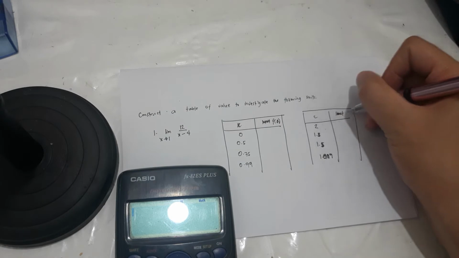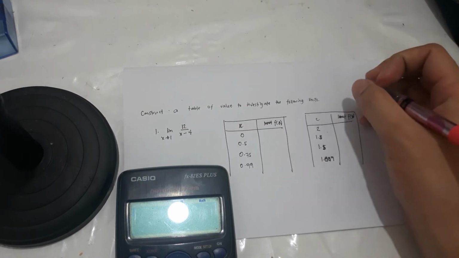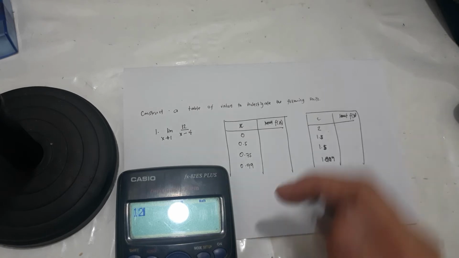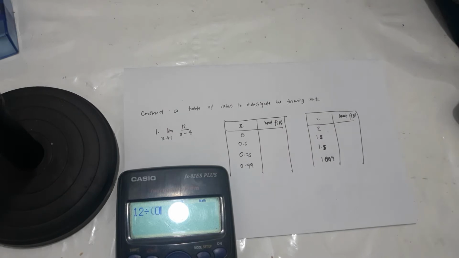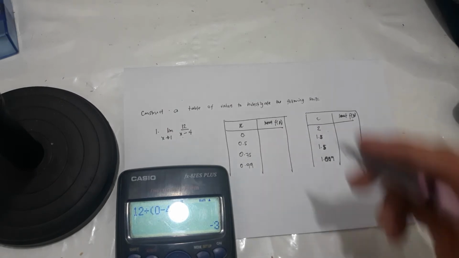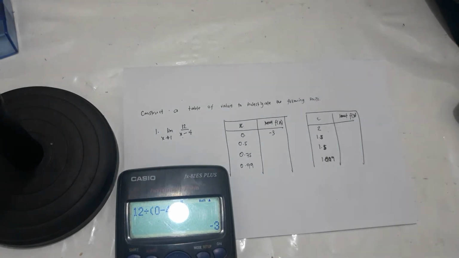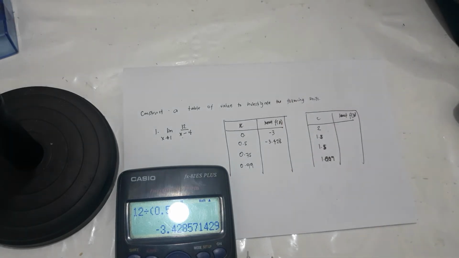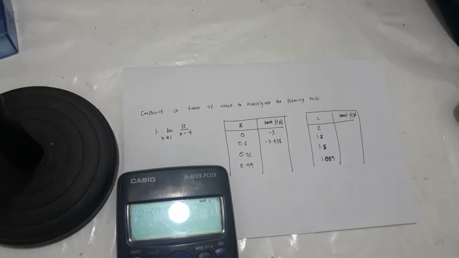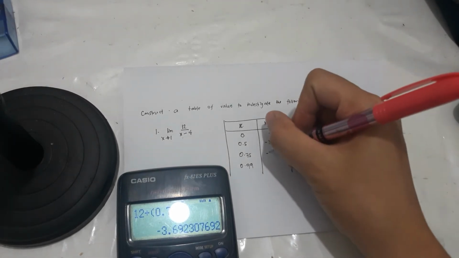Sorry. So, f of x pala dito, it's 12 over x minus 4. Palitan mo lang lahat ng x nito. 0 muna. So, 12 divided by 0 minus 4, that's negative 3. So, 12 divided by 0.5 minus 4, that's negative 3.4285. Next, palitan na natin. 0.75 minus 4, that's negative 3.69.